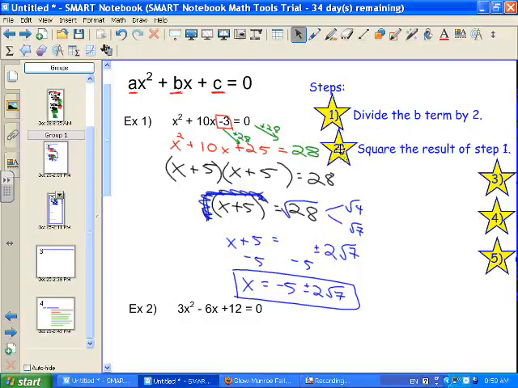The next thing you want to do is square the result of step number 1. So we took our b term, we divided it by 2, we got 5, and then we square it. So what's that get us? I took the b term, which was 10, I divided it by 2, got 5, squared it, and got 25.